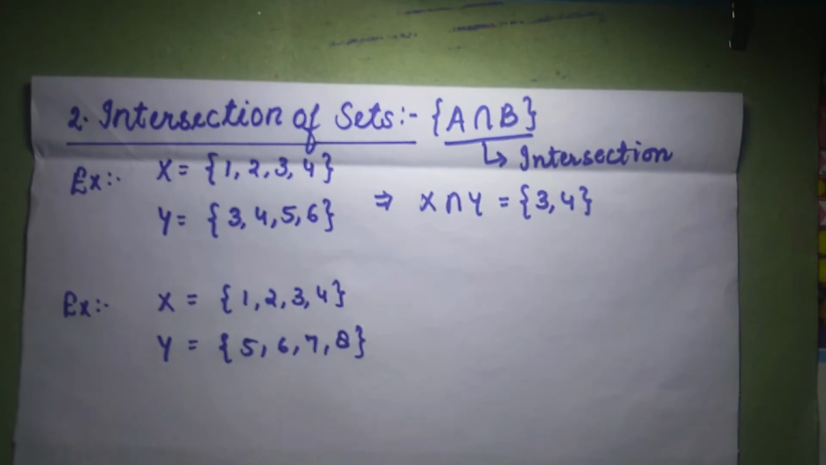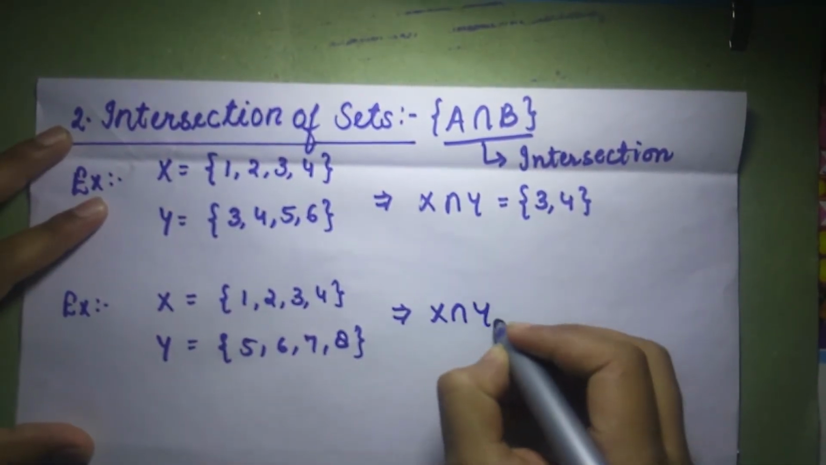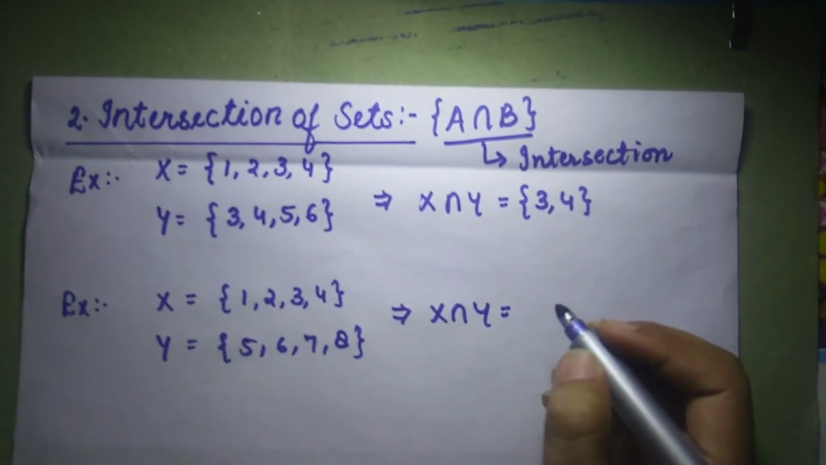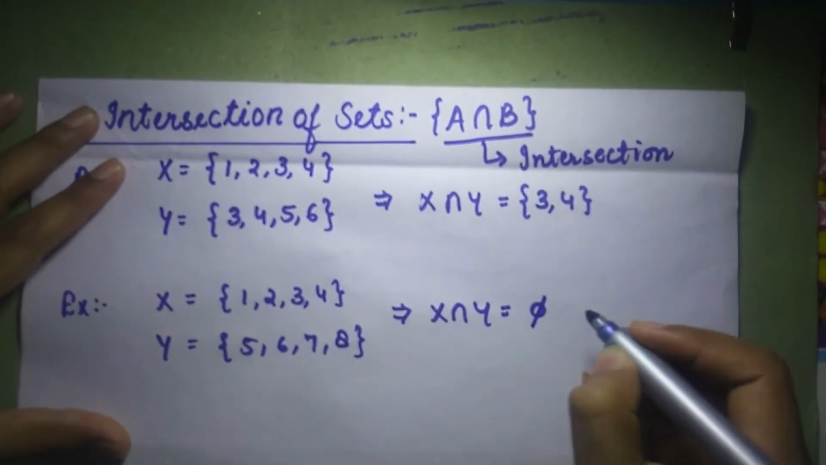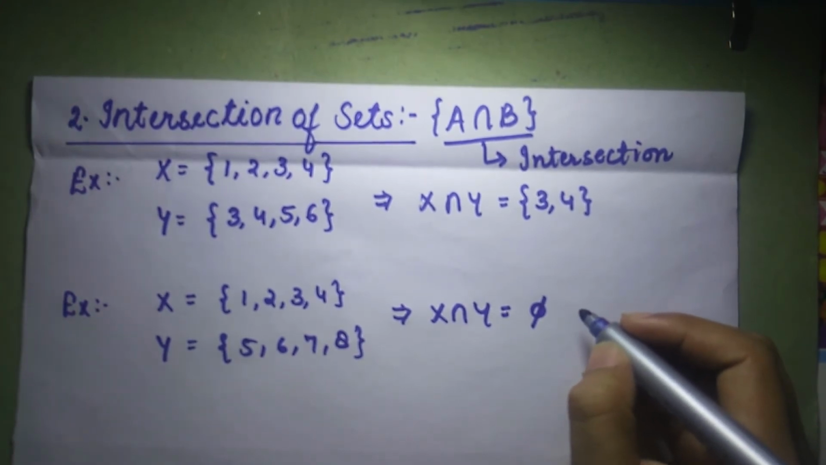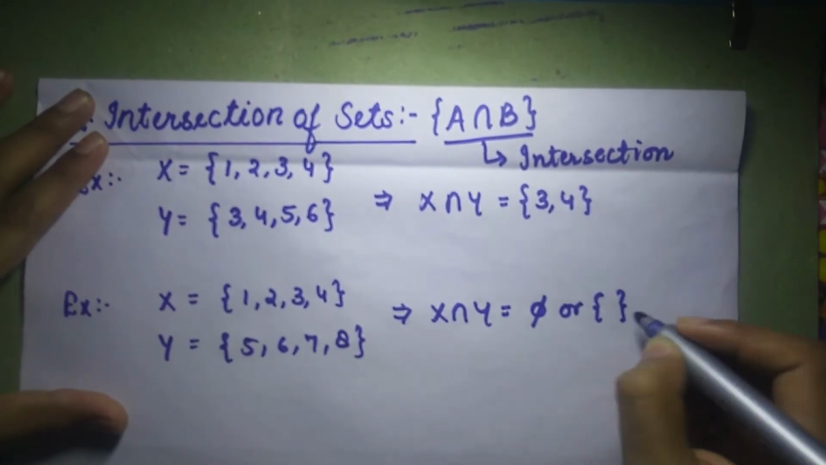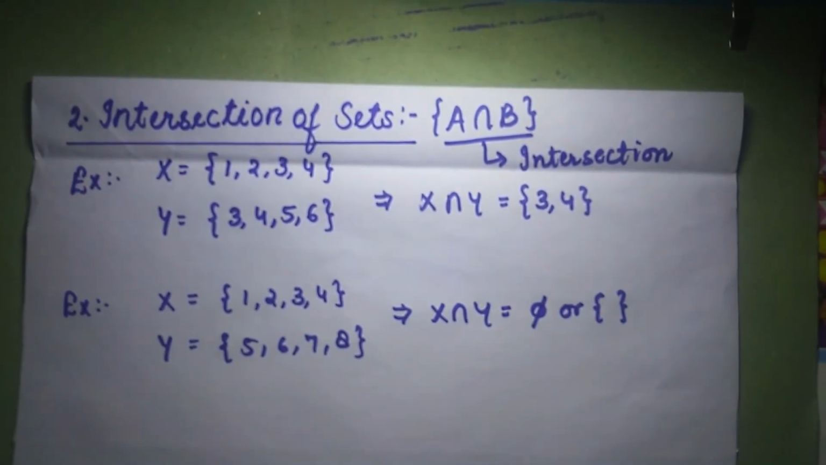Okay. So in the next example, X and Y also have 4 elements. X has 1, 2, 3, 4, and Y has 5, 6, 7, 8. But the main thing is, there is no common element between them. So what is X intersection Y? Because there is no common element between them, we write phi. Phi is used to show that the set has no element, or null or void set.